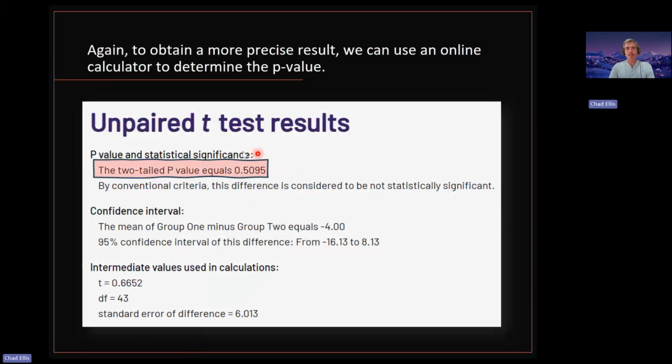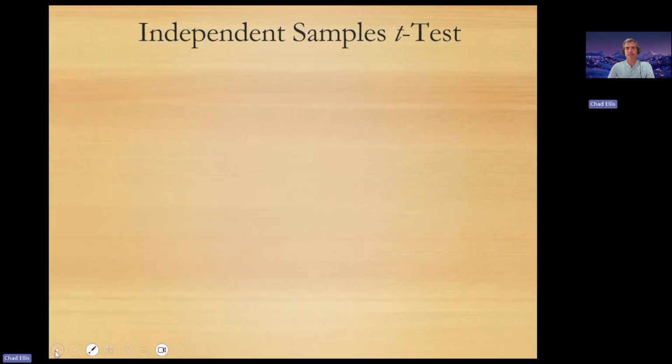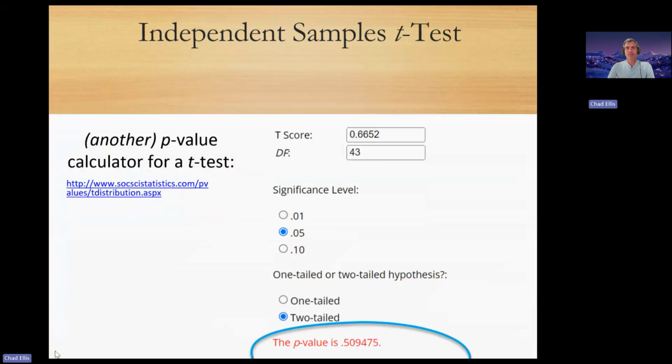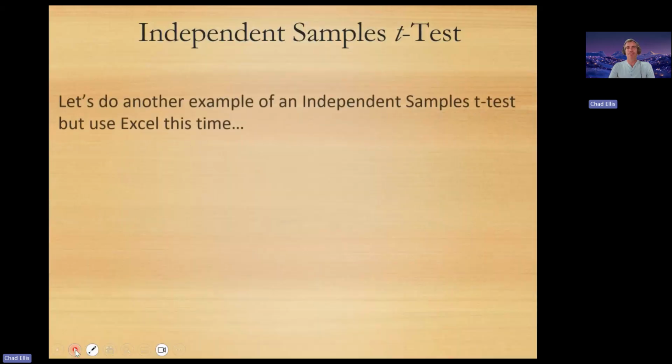So again, we can go to one of these calculators. That calculator I just showed you also gave me the p-value for the two-tailed test equal to 0.5095. So that tells me that I have about a 50% chance that this test would give me a type 1 or false positive error. So again, another calculator that you can use where you can enter the t-score, the degrees of freedom, the significance level. The significance level for a two-tailed test gives me a p-value of 0.509. So about 51% chance that I'd be committing a false positive type 1 error using these results.